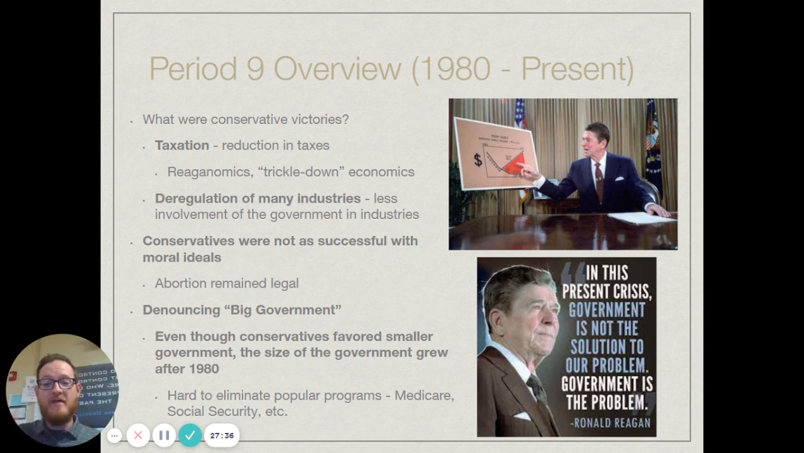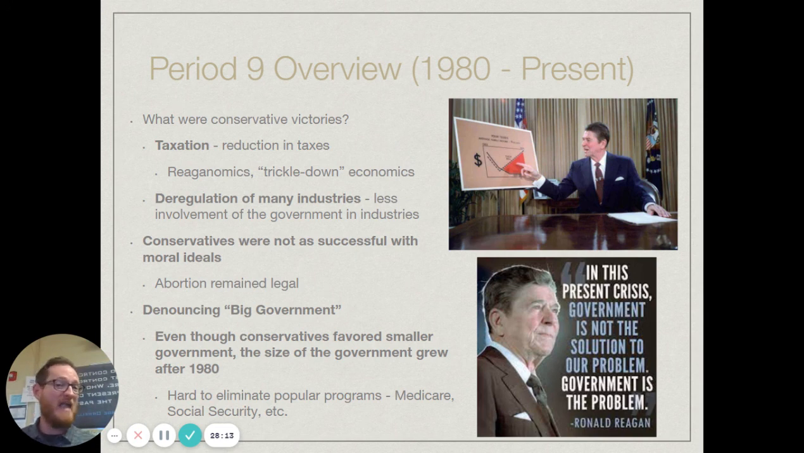Now, probably the biggest of the conservative victories is going to be that they denounce big government and they favor small government. But unfortunately with that, again, this isn't really much of a victory. You could say the size of the federal government would grow. And again, even though Reagan is going to try to do a lot to reduce the size of government and reduce the influence of government, you're going to see that the size of the government actually grows during this time. Again, it would be very, very hard for conservatives to eliminate very, very popular programs such as Medicare and Social Security.